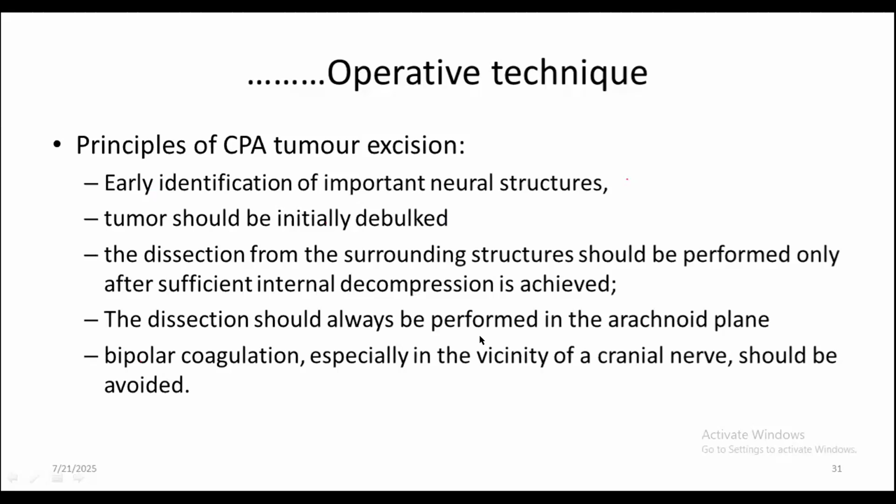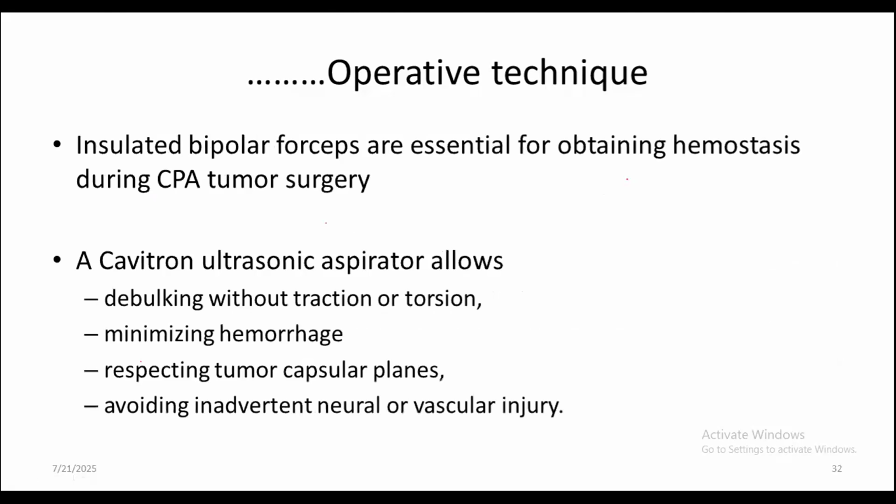Thank you, sir. The principle of this tumor excision involves early identification of important neural structures, commencement of internal tumor debulking, and extreme avoidance of bipolar coagulation in order to prevent injury to the surrounding neurovascular structures. Where bipolar is used, insulated bipolar forceps can be used, minimizing hemorrhage.